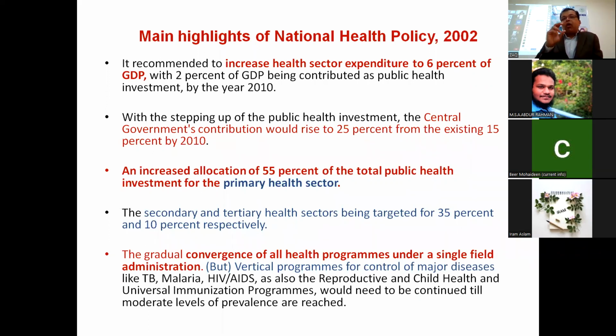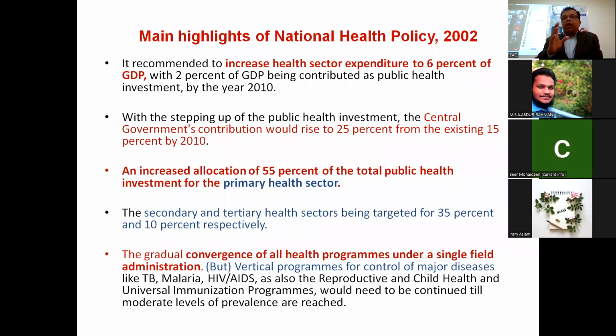Now, when we talk about basically investing a specific amount, then what kind of allocation will be there? So this health policy 2002 stated that 50% of the health budget allocation will be for the primary healthcare, and the rest will be for the secondary and the tertiary, right? 35% for the secondary and 10% for the tertiary, because tertiary care basically needs huge investment, huge cost, and higher specialty related hospitals.